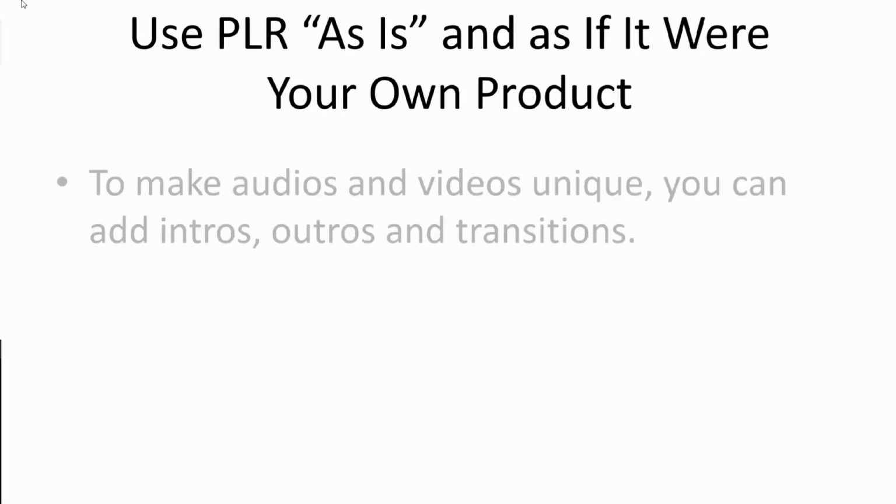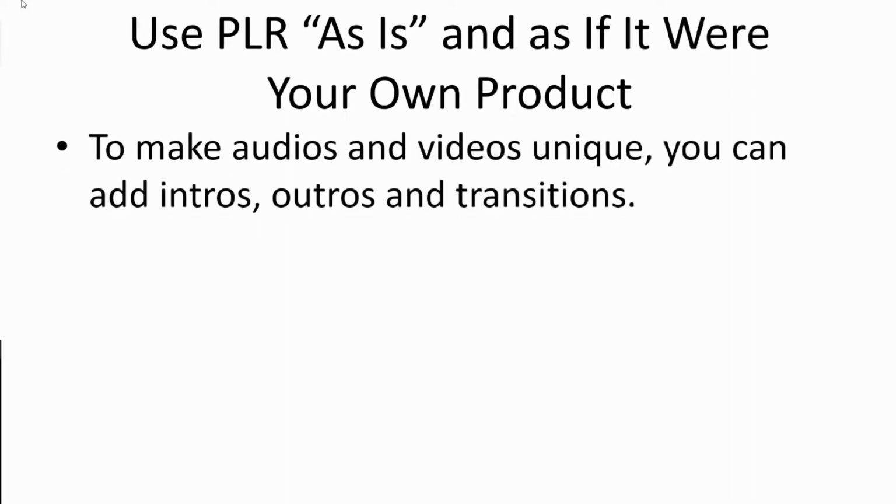Now, to make audios and videos unique, you can add in intros. In other words, you can get different pieces of audio and video. You can record them yourself, or you can go out and purchase them, or you can have them done on places like Fiverr or Scriptlance. You can have voiceovers done, and you can add these unique pieces onto your PLR videos and audios, again, to make it something that your customer is not getting from elsewhere. You can add in different transitions. There are lots of different ways that you can be creative with multimedia, in particular audio and video, by adding those pieces, again, to give your customer a unique experience.